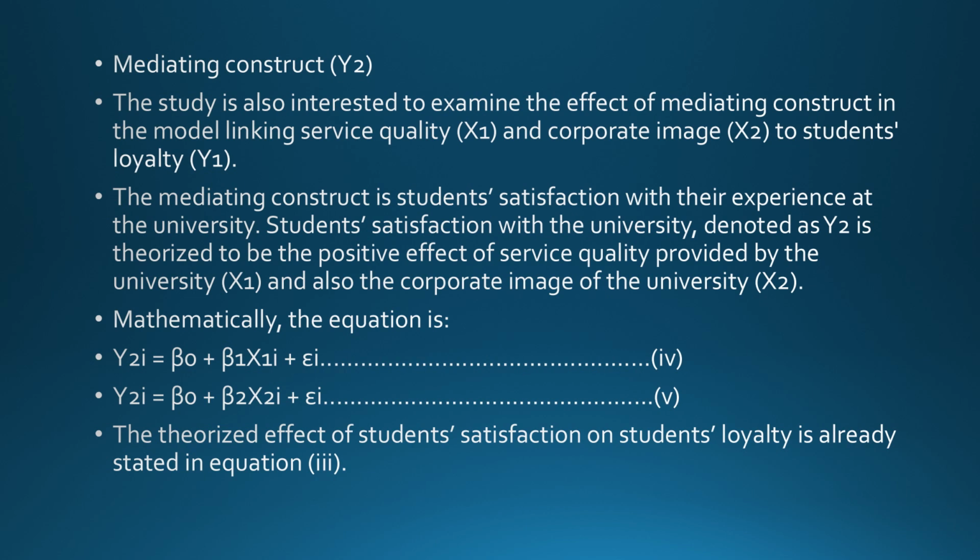Mathematically, the equation is y2i equals beta 0 plus beta 1 x1i plus epsilon i, 4. y2i equals beta 0 plus beta 2 x2i plus epsilon i, 5. The theorized effect of students' satisfaction on students' loyalty is already stated in equation 3.